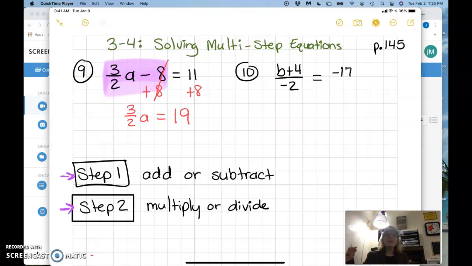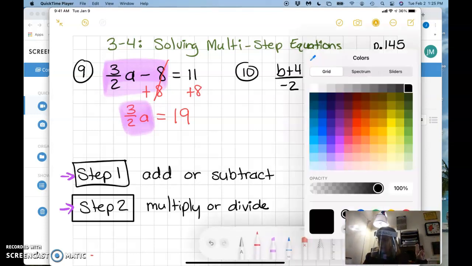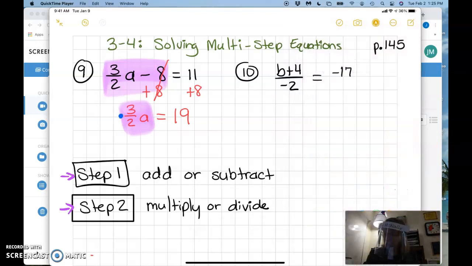Okay, so now we technically have a new equation. So again, I'm going to look at what's happening to the variable. What does it mean when two things are written next to each other? Multiply, so we're going to do the opposite, which is divide. But on this one, when you divide by a fraction, remember you have to keep change flip. So even though we're technically dividing by the fraction, we are flipping it and multiplying. Whatever you do to one side, you do to the other.